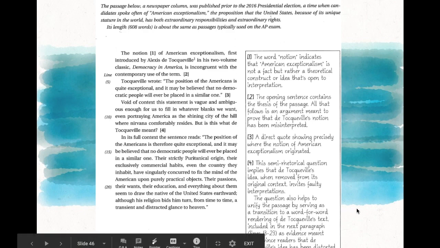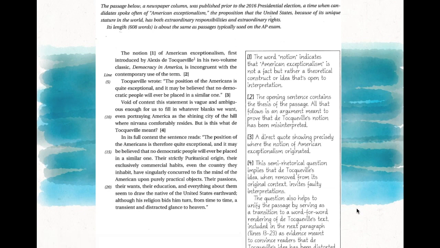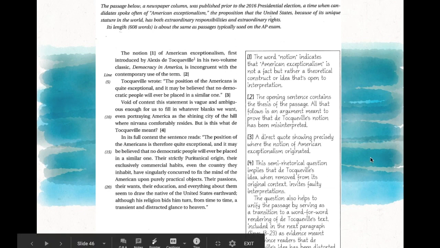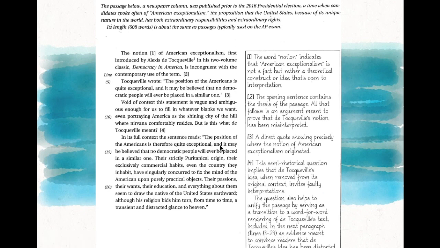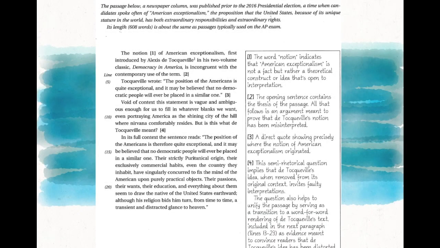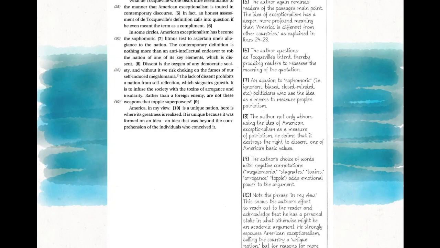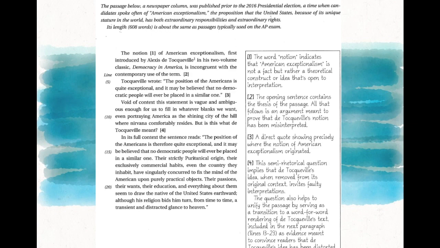The question also helps to unify the passage by serving as a transition to a word-for-word rendering of Tocqueville's text, which is included in the next paragraph. Oh, no, sorry, here it is. And then he's going to say what it actually is, as evidence meant to convince readers that de Tocqueville's idea has been distorted. Yeah, it does move on. Actually, this is a little bit longer than what it actually will be.